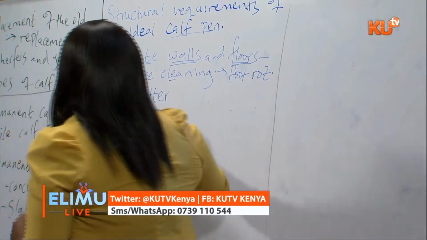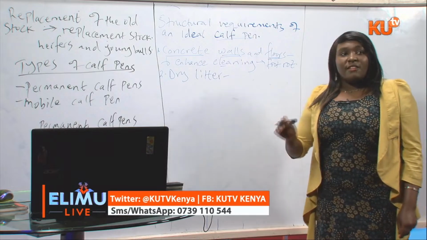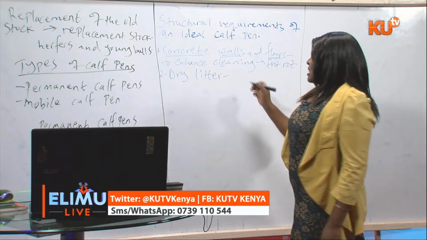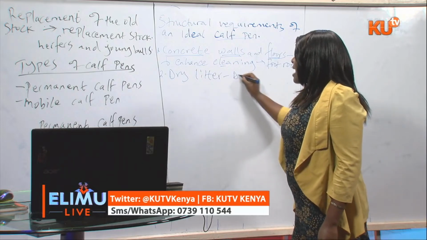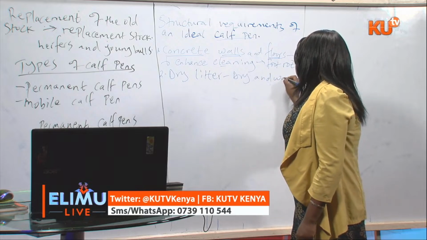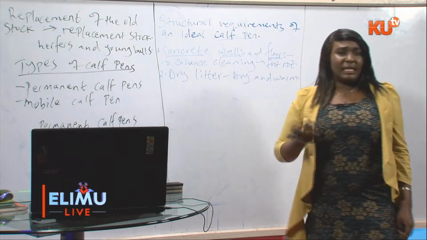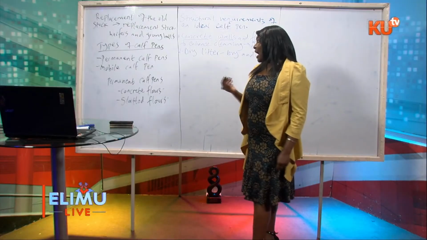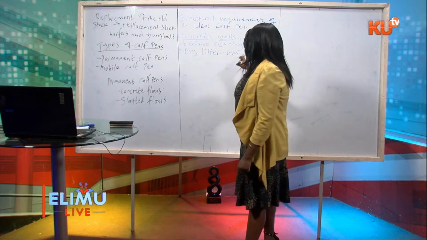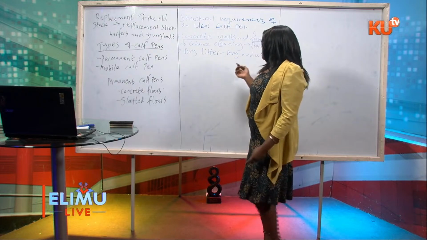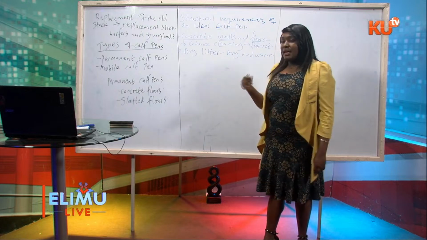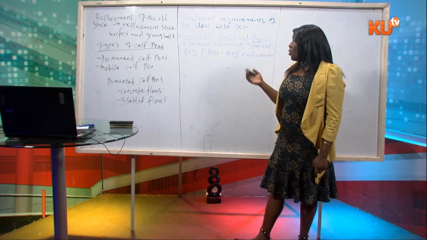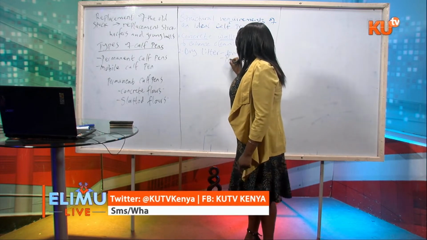Dry litter. You place dry litter on the floors. Why do we place dry litter on the floors of our calf pens? This ensures that the calf pen is dry and warm. Ultimately, you should be asking yourself, why do we need a dry and a warm calf pen? The reason is simply that warmth ensures that the animal is healthy. It does not suffer from cold conditions that can cause pneumonia.